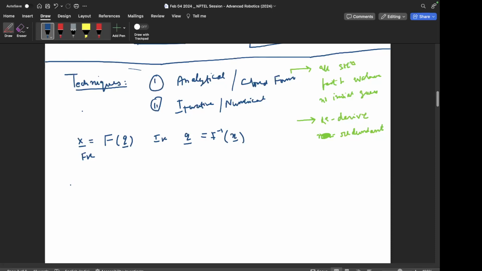right? So any given manipulator, if it has n degrees of freedom and let's say there are m task constraints.